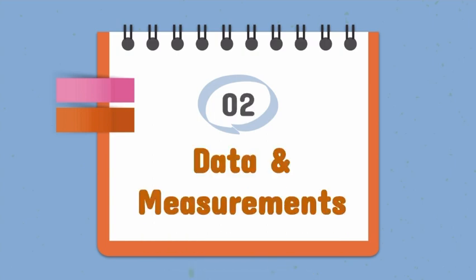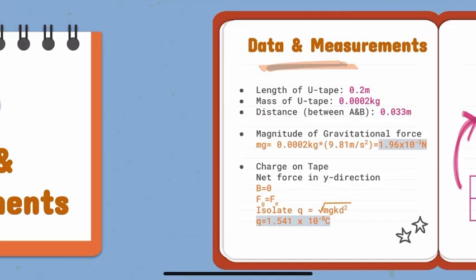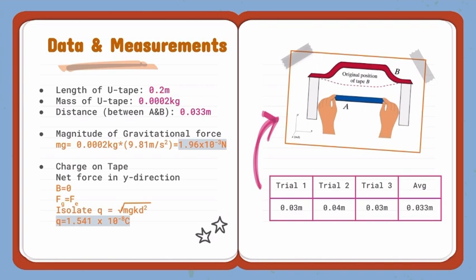Next, I'm going to discuss the data and measurements and how they contributed to the calculations needed for the lab. This is the data I collected and some calculations from the floating tapes experiment. When running this experiment, I conducted several trials to determine the average distance between the two strips of tape, which was approximately 0.033 meters. Then I solved for the gravitational force.